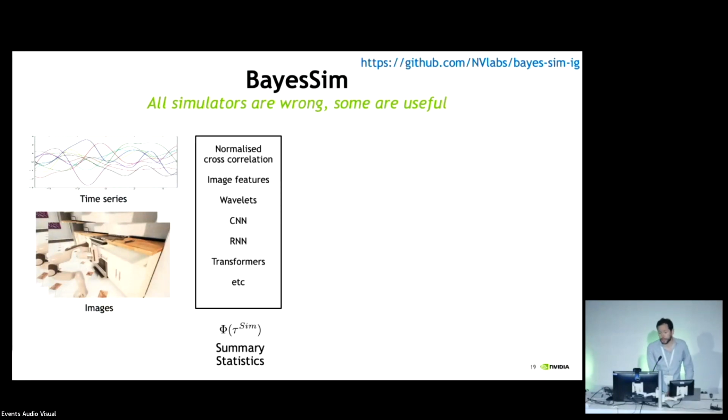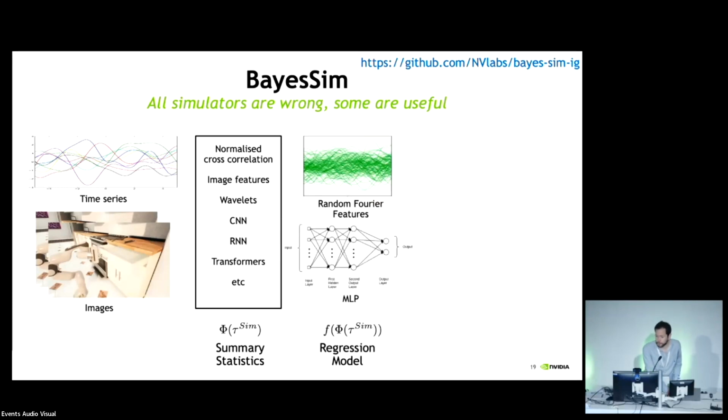The next step is we can extract some features out of these trajectories or images. You can use the latest tool out there, you know, diffusion, transformers with neural features, whatever. Or you can come up with normalized cross correlations and means and everything else. And we call this summary statistics, okay? So they summarize the trajectories one way or another.